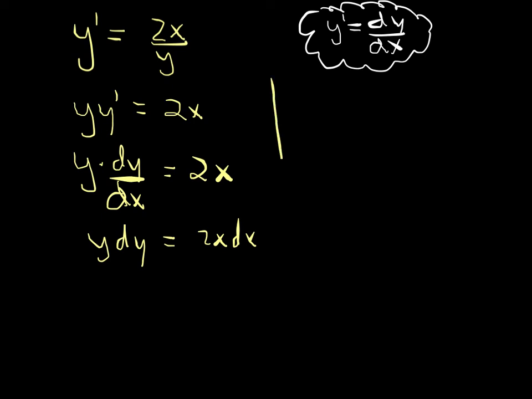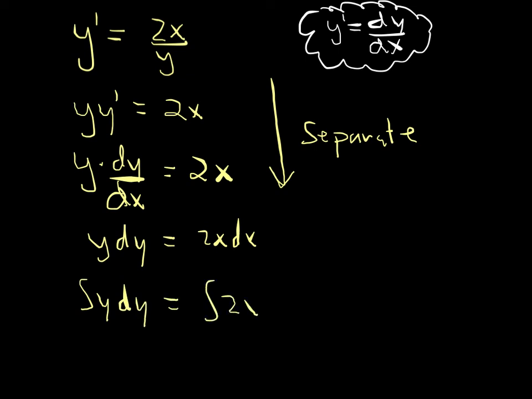Okay? At this stage, we're still in the process of separating out the variables, right? I should kind of write that. That's what I'm doing. Now, I can do the next stage. I can integrate both sides. So I can integrate this, y dy equals the integral of 2x dx.